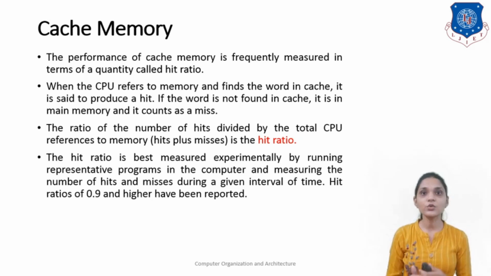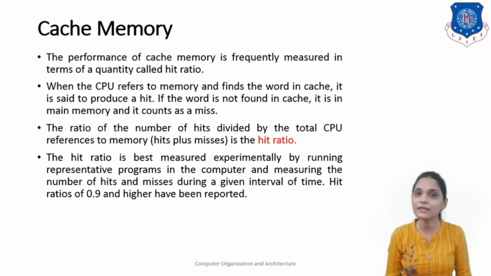The hit ratio is best measured experimentally by running representative programs in the computer and measuring the number of hits and misses during a given interval of time. Hit ratios of 0.9 and higher have been reported. So that means overall, out of 100 times, 90 times you can access this data from the cache.